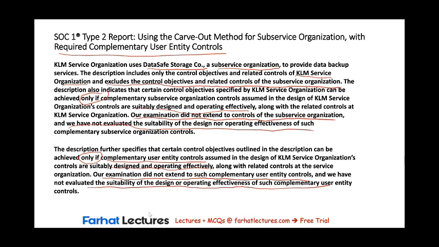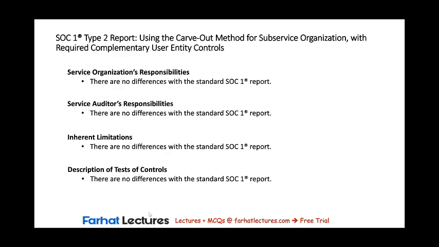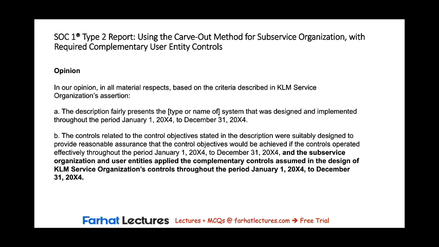Now, the good news is that the next 4 sections of the report are the same as the ones that you would see in the standard SOC 1 Type 2 report. So the service organization and the service auditor's responsibilities, in addition to the inherent limitations and description of tests of controls, do not require any modifications because of the existence of the subservice organization and because of the required complementary user entity controls. Our next section is the opinion section.